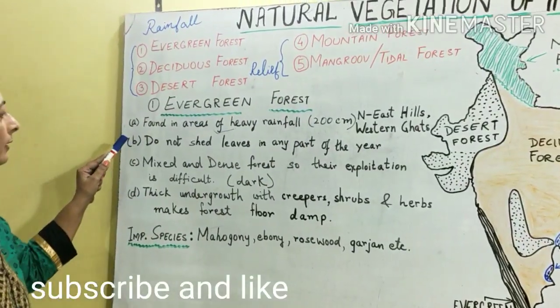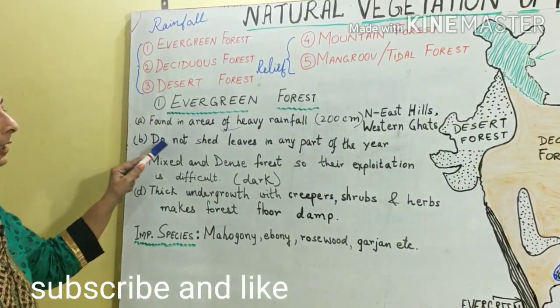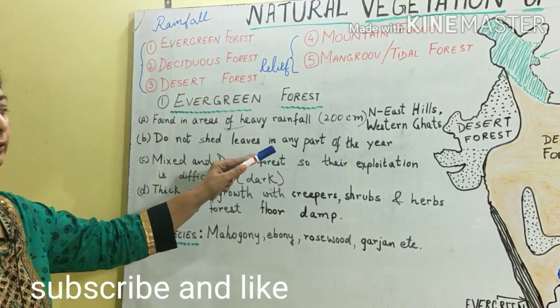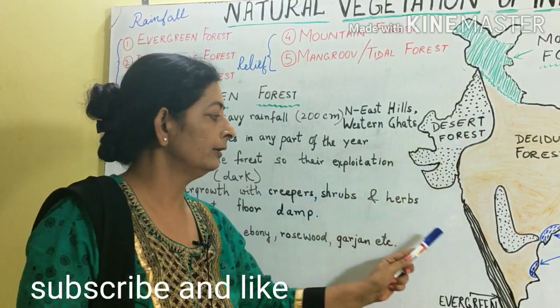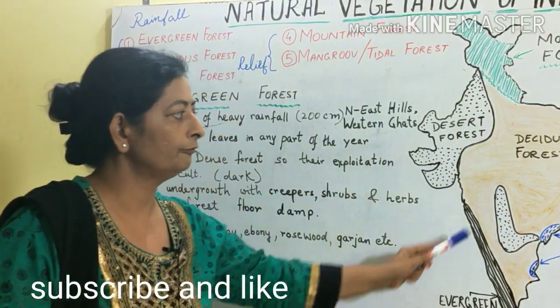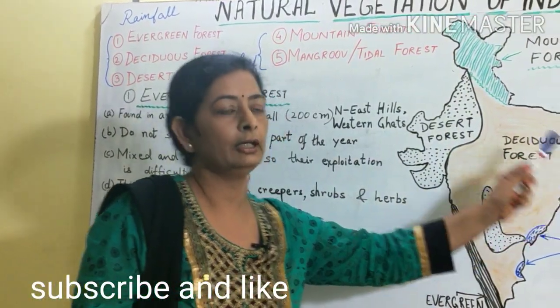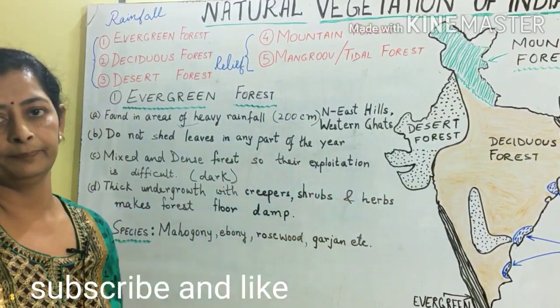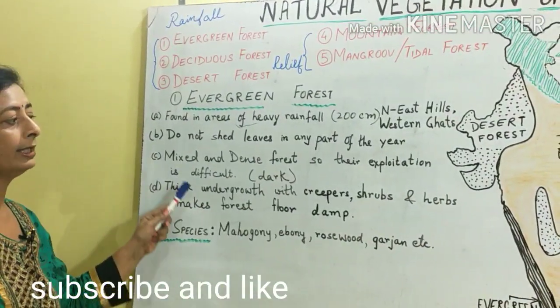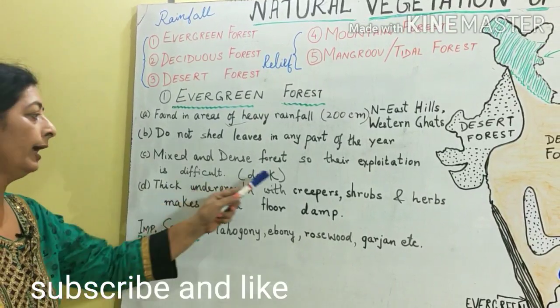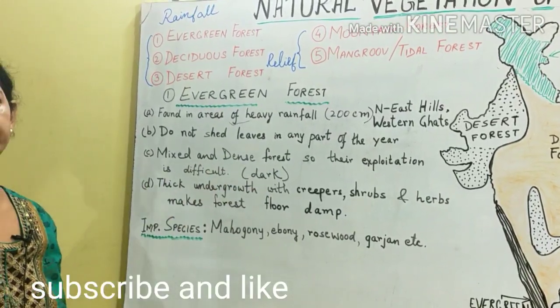Then the next is they do not shed leaves in any part of the year. That means they remain evergreen. This type of forest, evergreen forest, remains evergreen throughout the year. They do not shed their leaves. They are mixed and dense forest. So their exploitation is difficult.